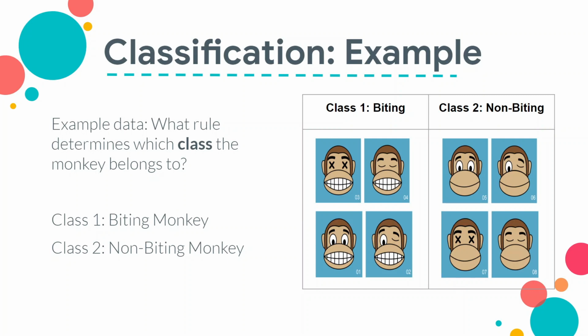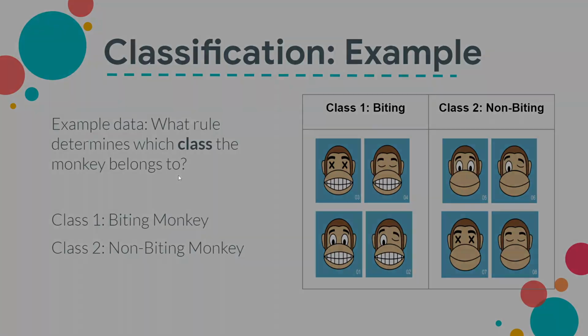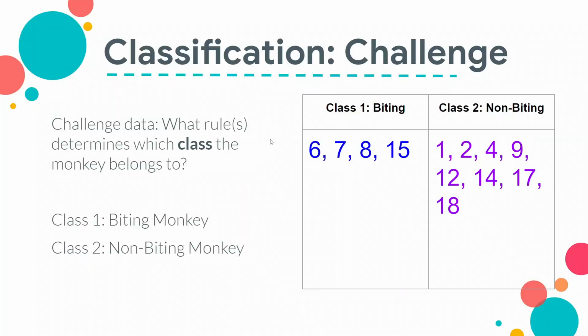Well, as you can tell, all the class 1 biting monkeys are showing us their teeth. And all the class 2 non-biting monkeys don't show their teeth. So we can say, oh, the rule is if a monkey shows the teeth in the picture, it's a biting monkey. And that's an example of how we come up with what our model rules are going to be like.